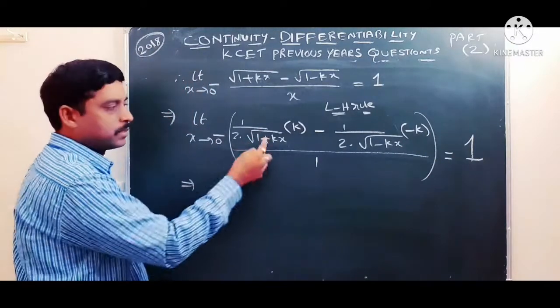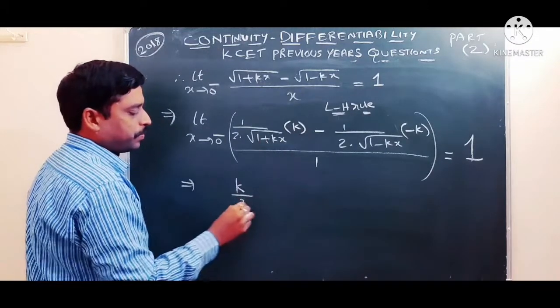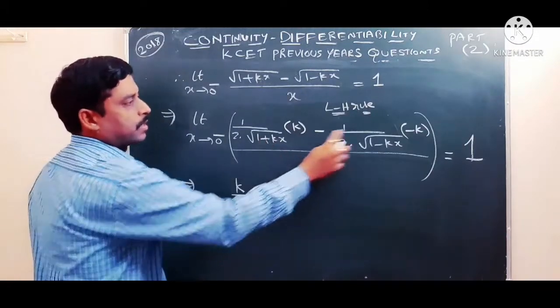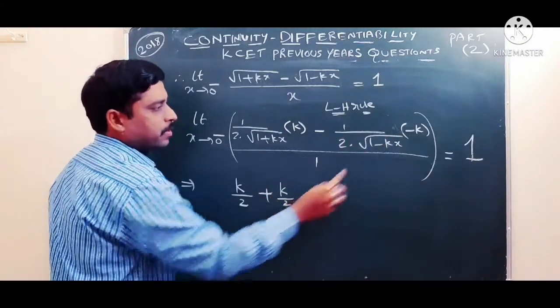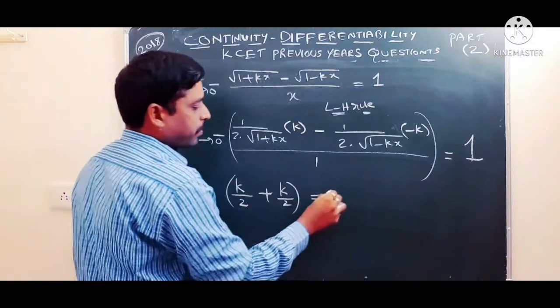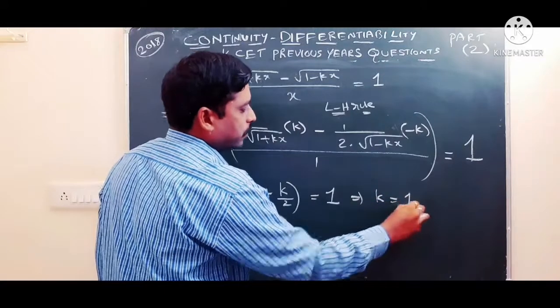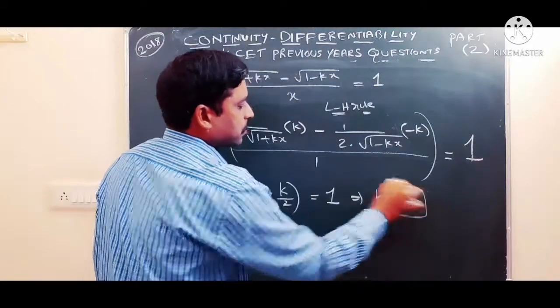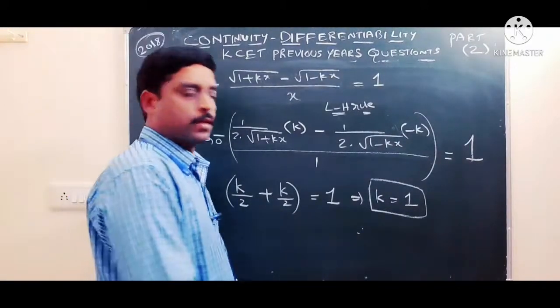Therefore, put x as 0, this value will be k by 2. Minus into minus is plus, this is also k by 2, with root 1 minus 0, which is 1. So k by 2 plus k by 2, k is equal to 1. k is equal to 1. Option 1 is correct.